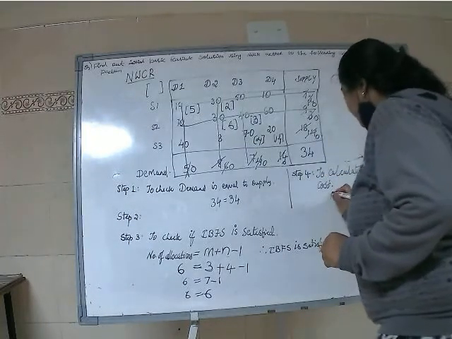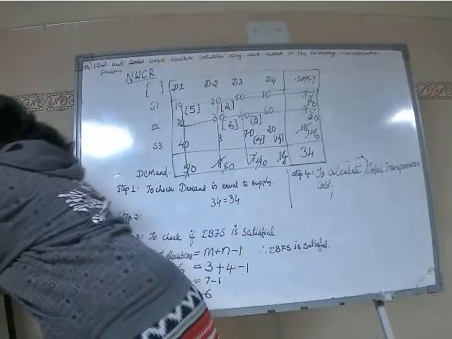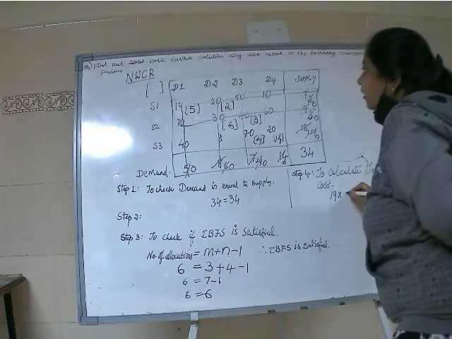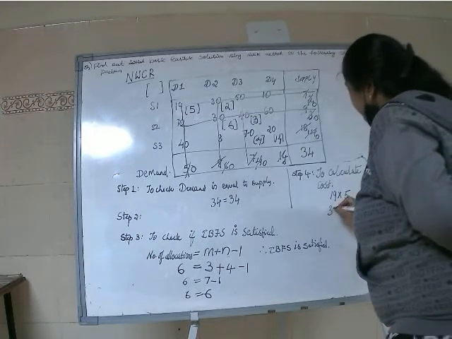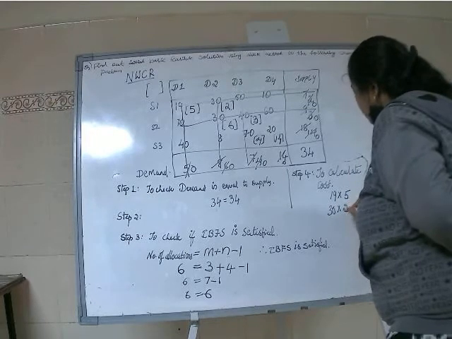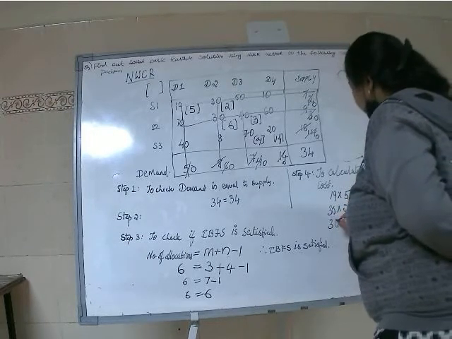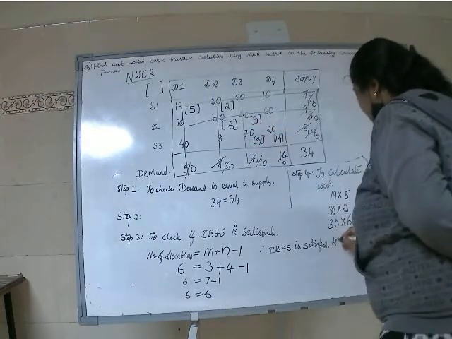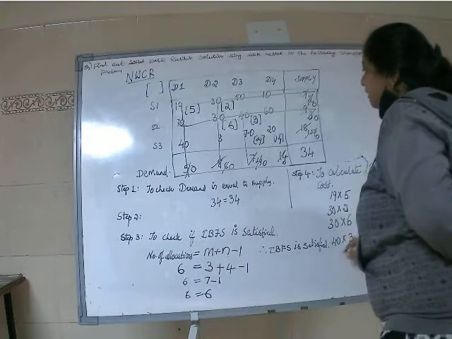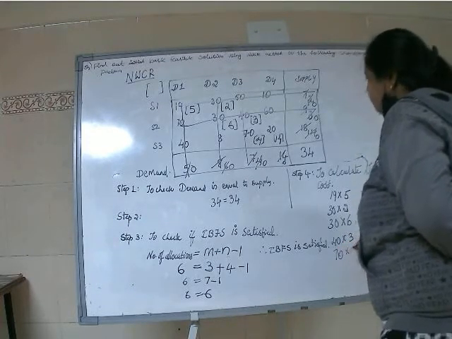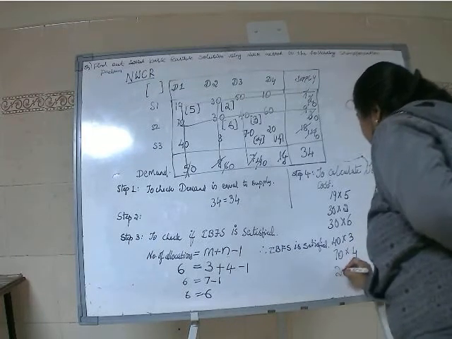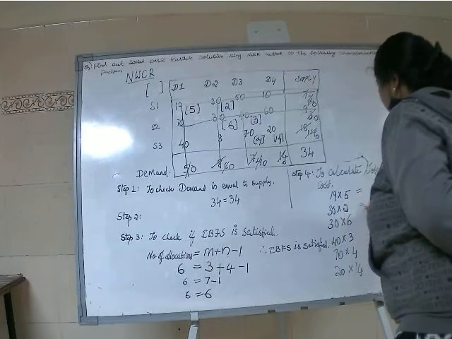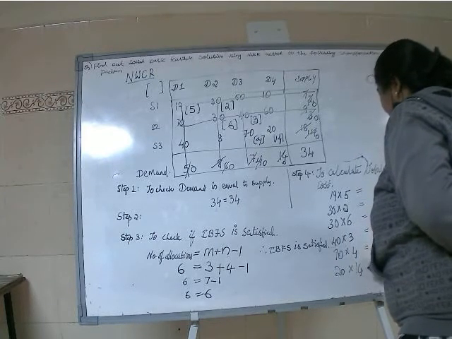First we will note down the values we are able to get. That is 19 into 5, 30 into 2, 30 into 6, then 40 into 3, 70 into 4 and 20 into 14. Now let's see what total we are getting.